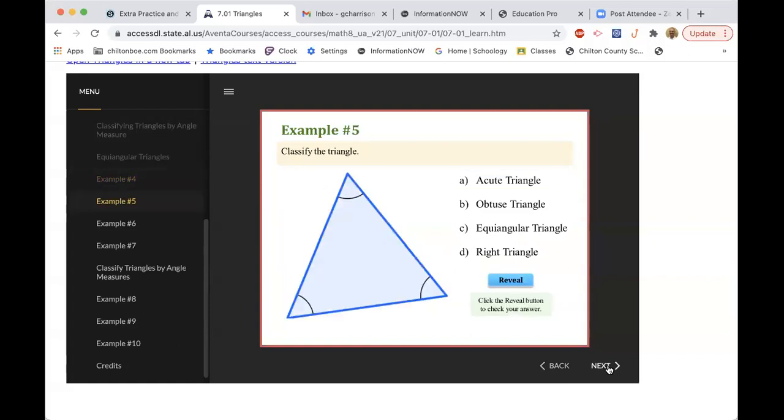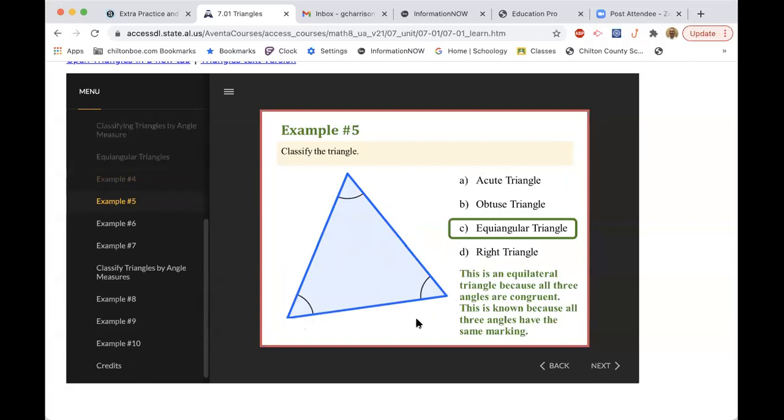Try this one in your head. These marks right here, tick marks, being all the same for all 3 shows you that all the angles are the same. So this is an equilateral triangle because all 3 angles are congruent.